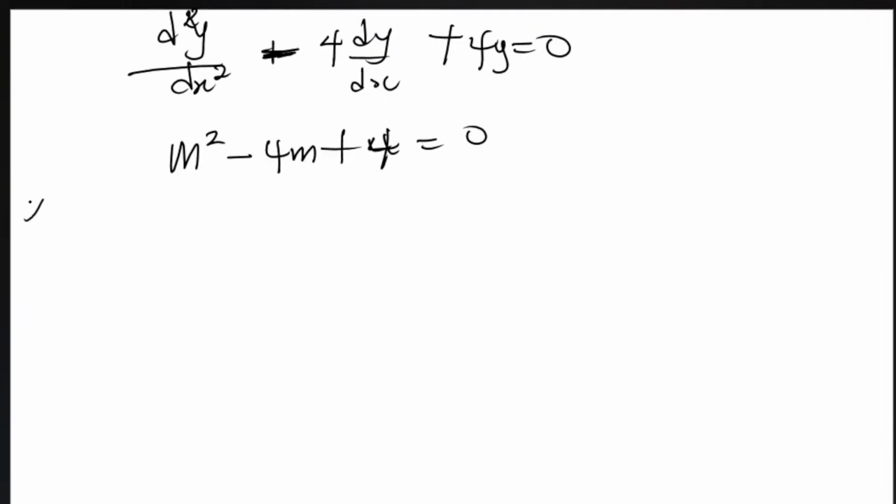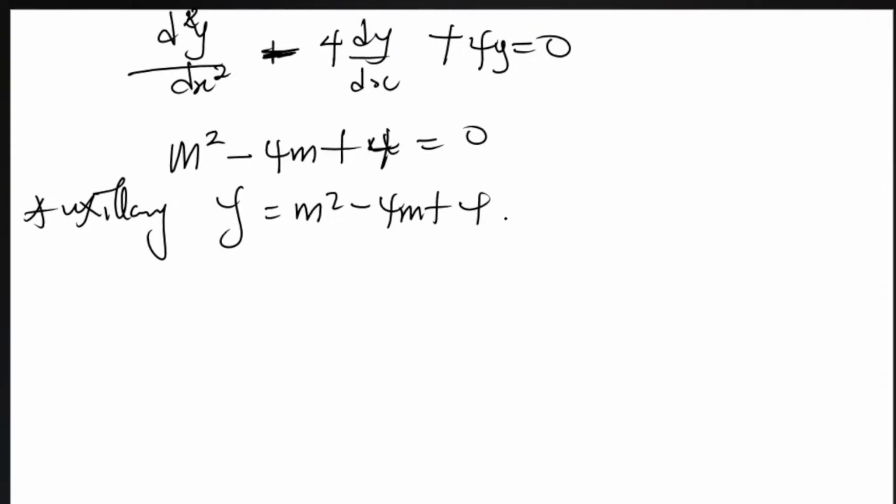So your auxiliary equation will now be y is equal to m squared minus 4m plus 4. Are we together? So solving the quadratic equation, look for those two numbers that when you add them, you get minus 4, and when you multiply those two numbers, you get 4. What are those numbers? Minus 2 and minus 2.